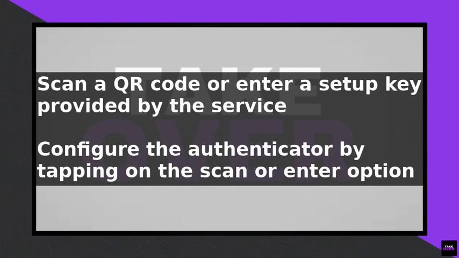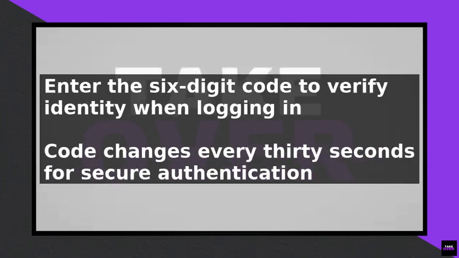Google Authenticator. To scan the QR code, tap on the Scan QR Code option and point your camera at the code. The app will automatically detect the code and configure the authenticator. If you are given a setup key, tap on the Enter Setup Key option and manually enter the key.